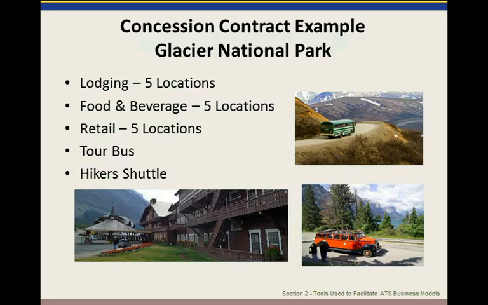Again, this one bundles the three types of services we talked about. At Glacier National Park, the concessioner operates 5 lodging locations, 5 different restaurants. They allow for retail, and then the transportation component involves a tour bus and a hiker shuttle.